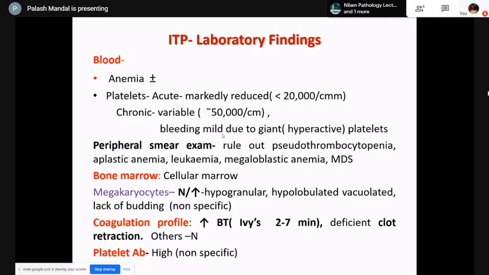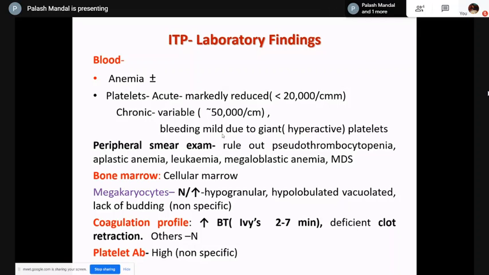So the PT and the APTT, the prothrombin time and the activated partial thromboplastin time, are normal. Whereas the bleeding time, I am not going into details of how it is done. Normal bleeding time by this particular Ivy's method is 2 to 7 minutes, and if it is increased, it indicates that there is some deficiency of either platelets or blood vessels. It may indicate both.